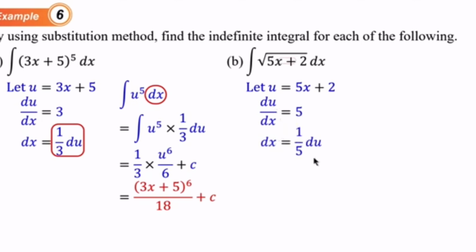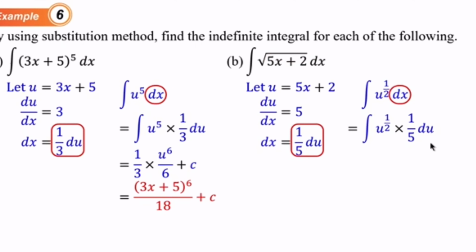So after you get dx, which is 1 over 5 du, now we will substitute 5x plus 2 as u, and we will substitute dx as 1 over 5 du. That is why we call it integration by substitution. We have to substitute, right? Okay, don't forget square root is actually power half. Integrate u power half. When we see dx, we will write 1 over 5 du, right?